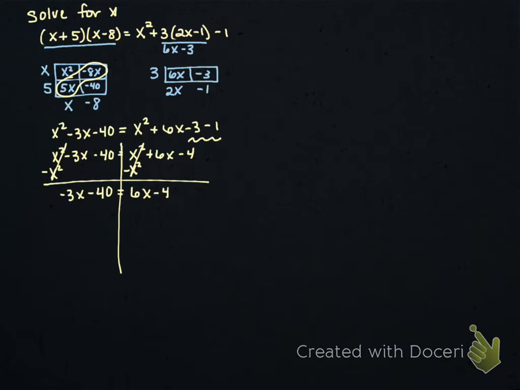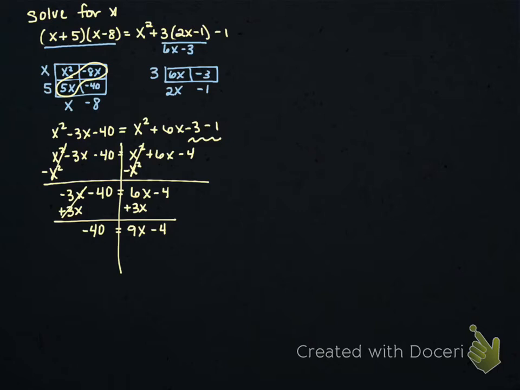Once again, our goal is to get all of the x terms on the same side of our equation. In order to balance out this negative 3x and cancel it out, I need to add 3x. And to keep my equation balanced, I need to add 3x to both sides. This will cancel out that term on the left side and leave us with negative 40. 6x plus 3x will give us 9x. We still have that minus 4.